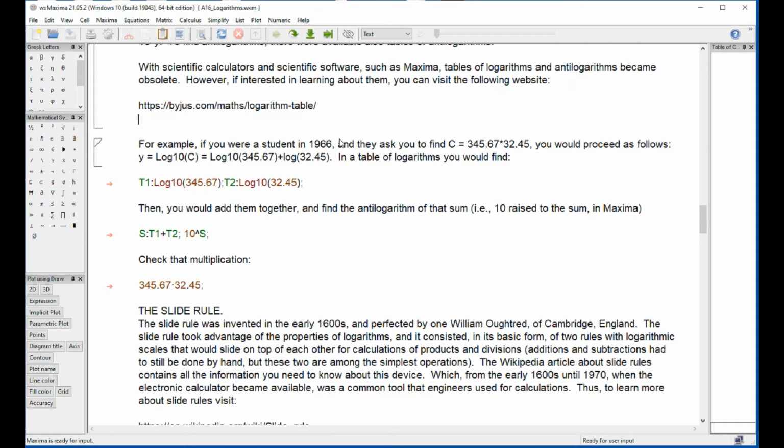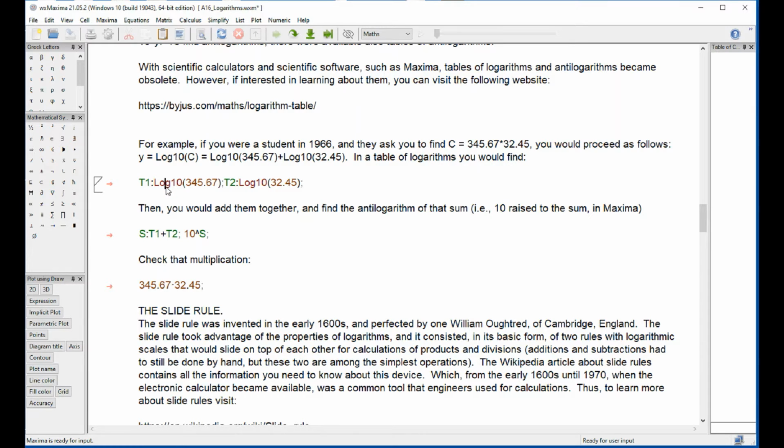we have, for example, you're a student in 1966 and you're asked to find C equal to the product of 345, 67, and 32.5. You can do it by hand, or you can do this. Okay, when I take the logarithm of Z, the logarithm of base 10, actually, I forgot to put log of base 10 here because we were using logarithm of base 10.